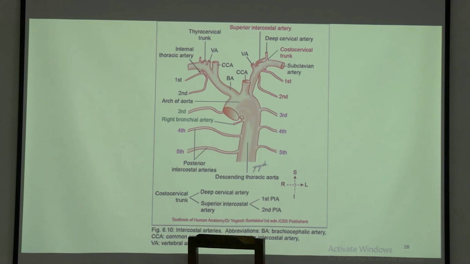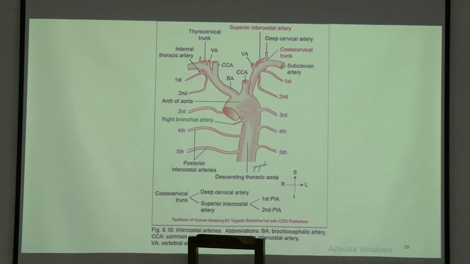V means vertebral, I means internal thoracic artery. You can see it is coming down. Internal thoracic artery. And T is thyrocervical trunk. Okay. And from here we can see another branch from the first part or the second part. This artery is coming out. This is called costocervical trunk.